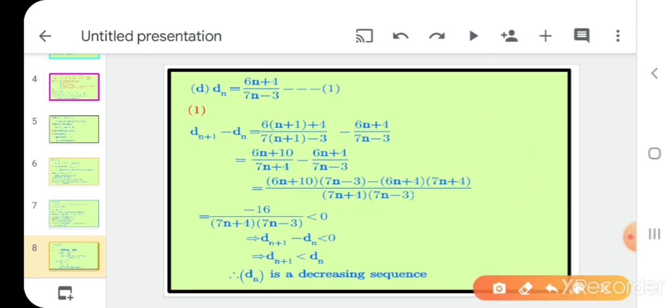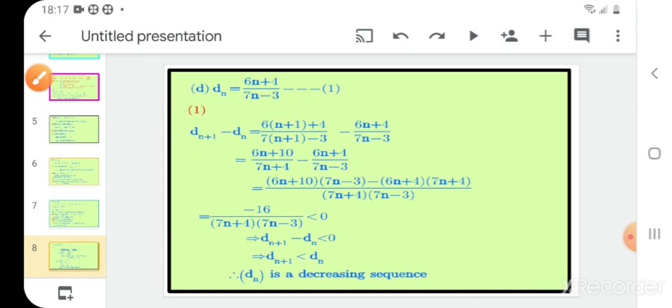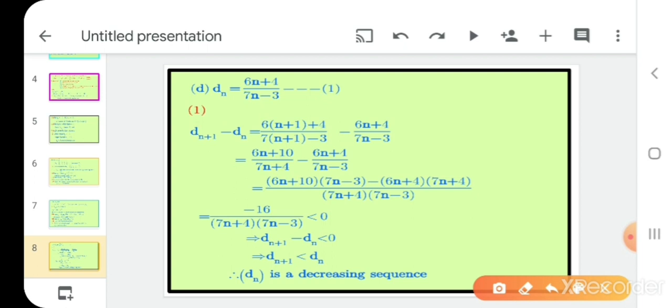See here. I took dn plus 1. Now I find the value of dn plus 1 minus dn. What is dn plus 1? We put n plus 1 in n's place, and we get dn plus 1. See, 6 into (n plus 1) plus 4 by 7 into (n plus 1) minus 3. This is dn plus 1, minus dn, which is (6n plus 4) by (7n minus 3). dn plus 1 means we put n plus 1 in n's place in the given sequence, and minus dn means we write the given sequence as it is.